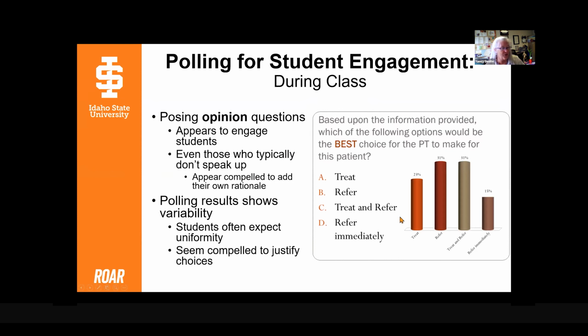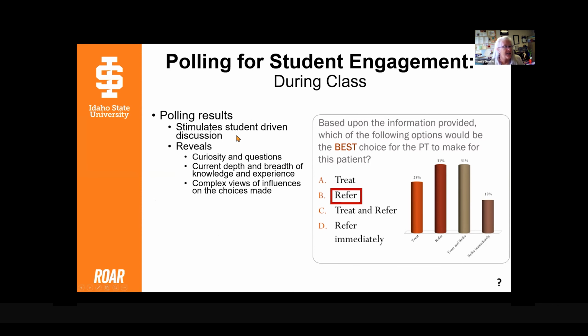So the polling results will show variability, and students initially expect that everyone's thinking the way they are. And it's a stunning thing when using polling with opinion questions, how that becomes part of the enrichment of the class of recognizing how diverse their opinions are. And again, some of them feel compelled that they just have to justify their choices even though they're different. And I do all of that before revealing what the actual outcome of the case is. And I emphasize the discussion and the rationales is where the most important learning is taking place.